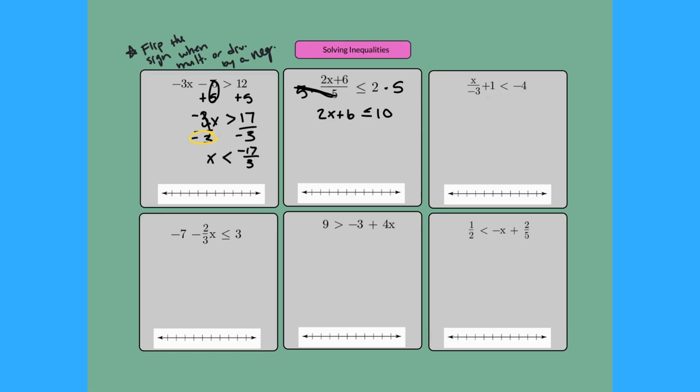We're going to get rid of this positive 6 first by doing minus 6 on both sides. And we have 2x is less than or equal to 10 minus 6, which is 4. Divide both sides by 2. We're dividing by a positive 2, so we do not need to flip the sign this time. And 4 divided by 2 is 2.